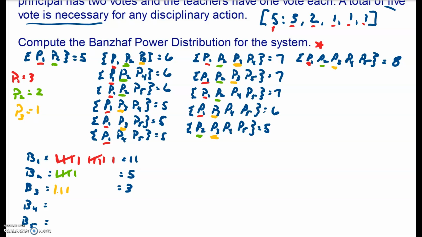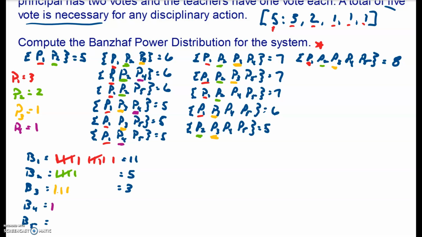Now I look at player number 4. Player 4 has a weight of 1. So I go through and I find all the coalitions with player 4 in it. I subtract that 1 vote and see if player 4 is critical. 6 minus 1, not critical. 5 minus 1, player 4 is critical there.